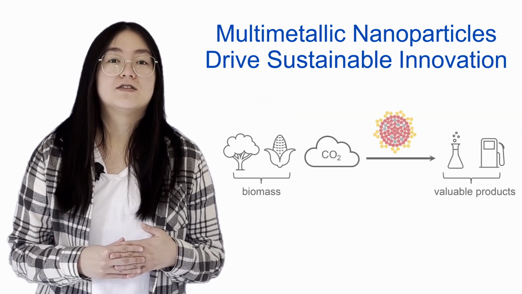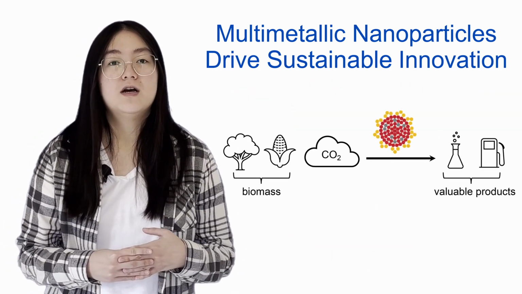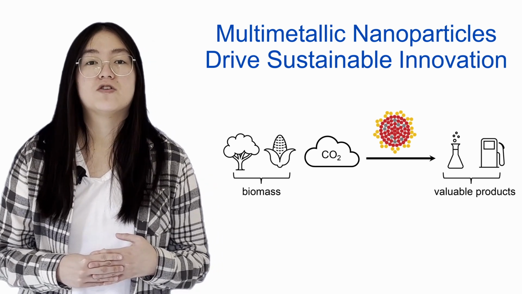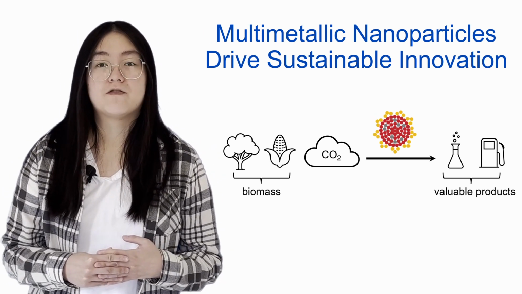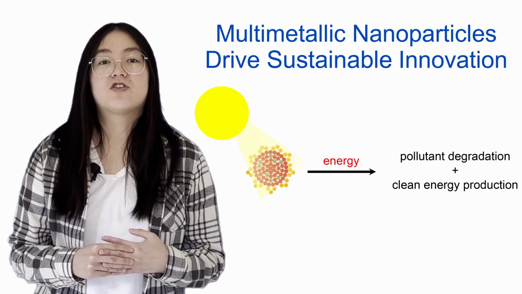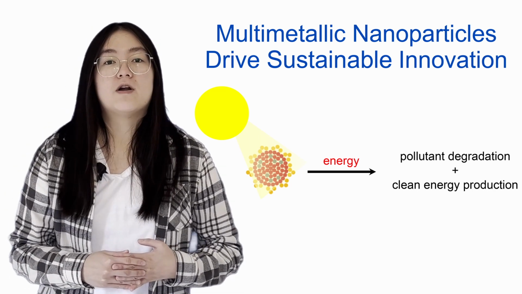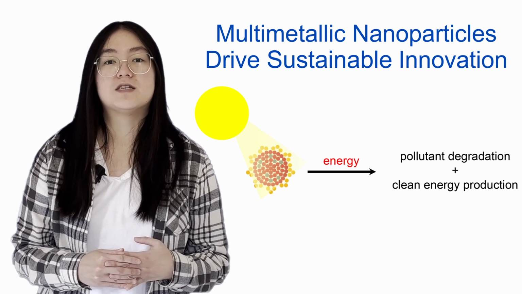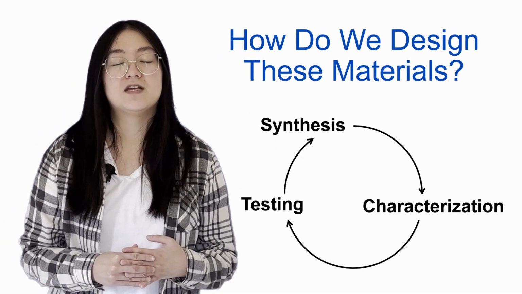They can function as catalysts that drive reactions that convert biomass or carbon dioxide into more useful materials, such as chemicals or fuels. They may also harness and convert solar energy into chemical energy to degrade harmful organic pollutants in water, or even produce clean carbon-neutral energies such as hydrogen gas. The possibilities are absolutely endless, but how do we design these materials?